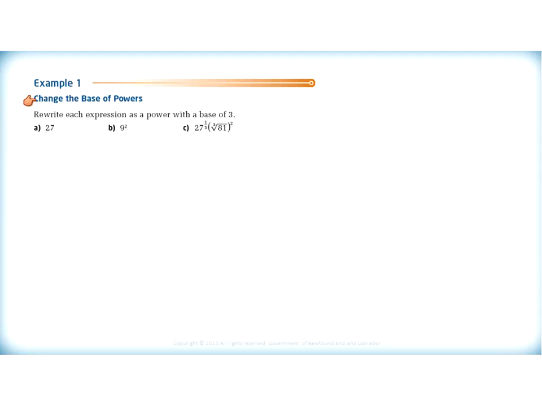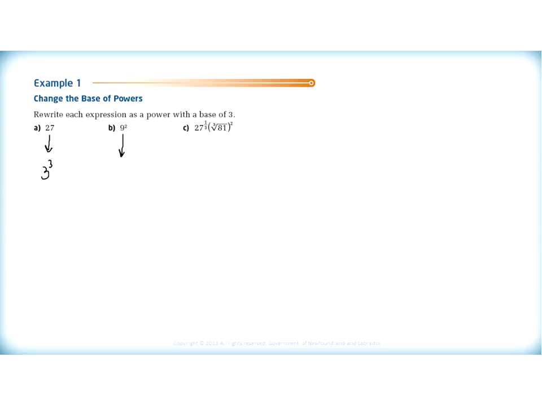Example 1. Change the base of powers. Rewrite each expression as a power with a base of 3. The first thing we need to be able to do is rewrite expressions with a base that we want to write it as. In this case, we're writing it with a base of 3. Pretty simple to do here. My 27, of course, can be written as 3 to the power of 3. My base is 3, my exponent is 3.